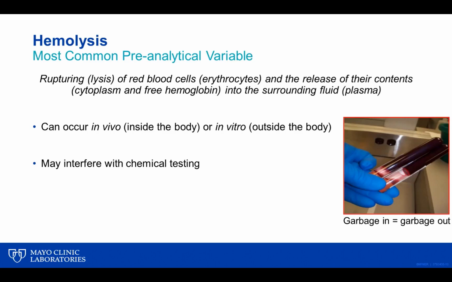And this can really occur in two different routes. This can happen in vivo, or inside the body. And these are usually physiologic processes or disease states like hemolytic anemia. Or this can happen in vitro, outside of the body, and those are some of the cases that we're going to discuss. So essentially a collection issue that results in hemolysis.